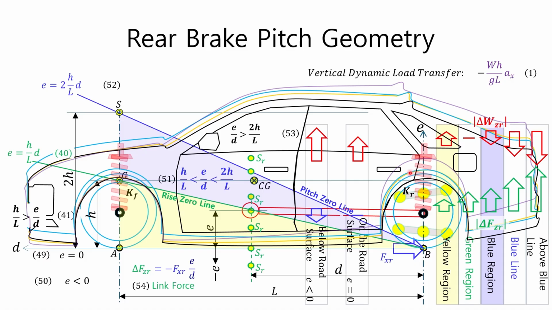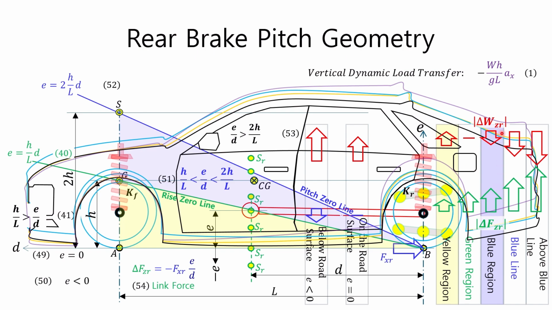Ride height remains unchanged at the rear and decreases at the front compared to the steady state. If the virtual reaction point, SR, exists in the area between the blue and green lines indicated by the blue shading, the spring force, delta WZR, acts as a compressive force on the spring, and in absolute terms, delta FZR tensions the suspension links with a force greater than delta WZR.